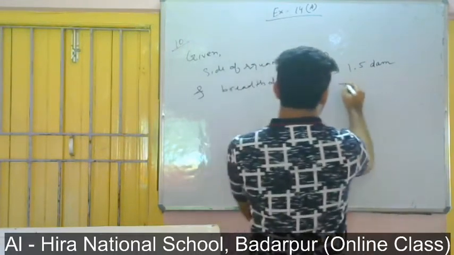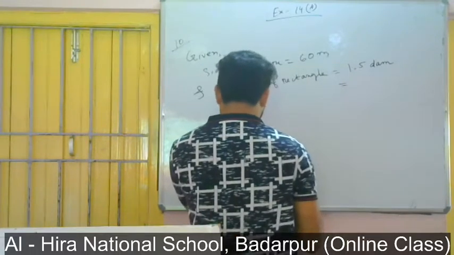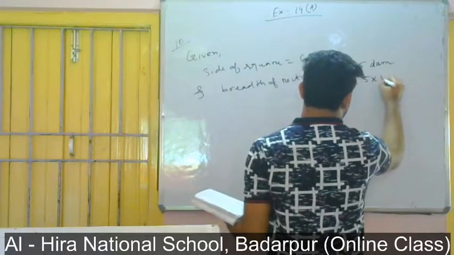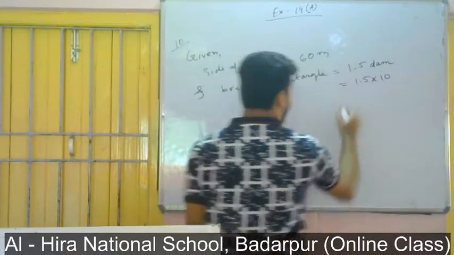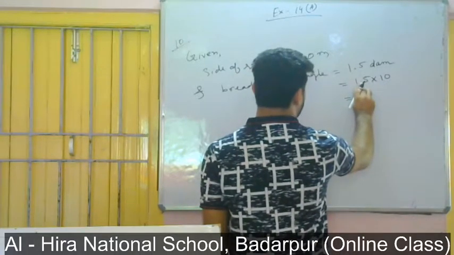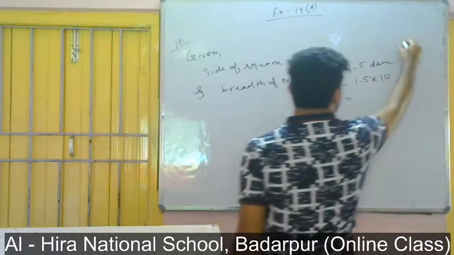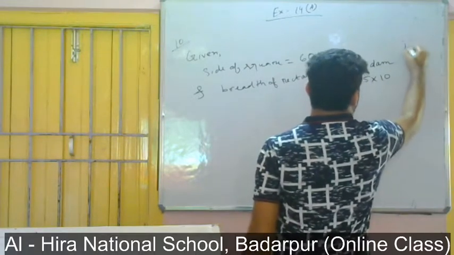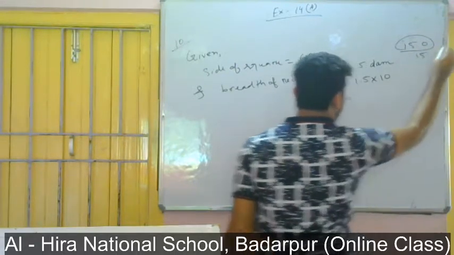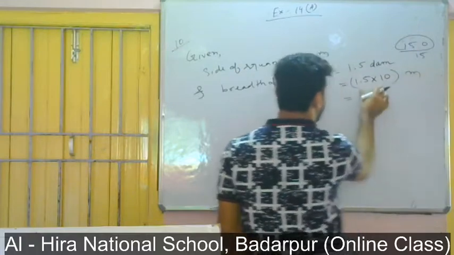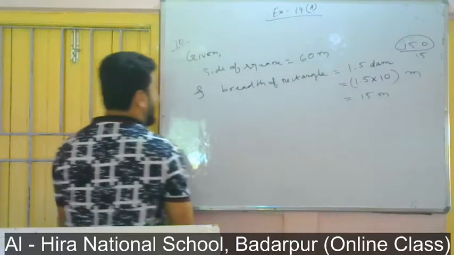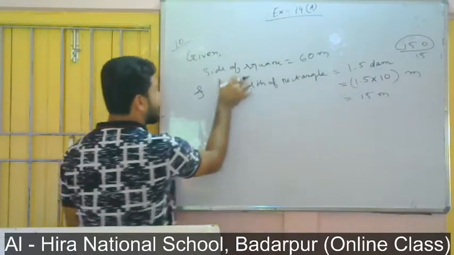Okay, so to convert it into meter, just multiply with 10, then it will be converted into meter. So if you multiply with 10, the decimal point will shift here. It will come like this, 15.0. So 15.0 can be written as 15. Okay, so I can write this one 15 meter. Now we can find the area of the square first, right?